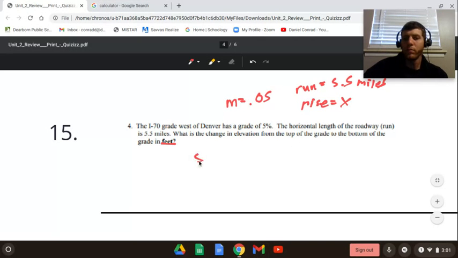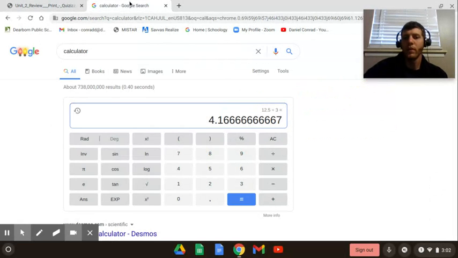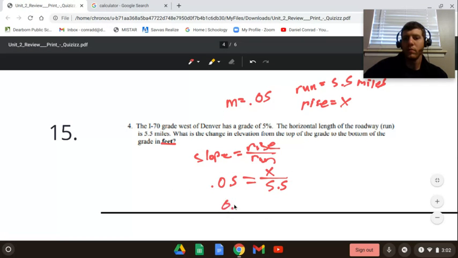All right, so slope, right, or m is rise over run. So slope is going to be 0.05. That's going to equal our x over our run, which is 5.5 miles. So you multiply 5.5 on both sides. So that's going to be 5.5 times 0.05, which is 0.275. Right? We're going to multiply both sides by 5.5. Okay, and that's in miles.